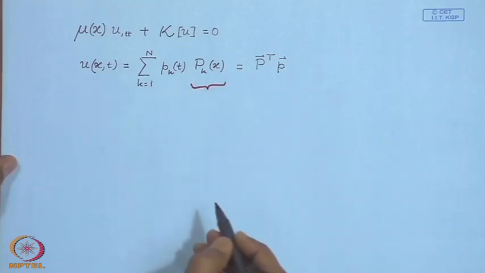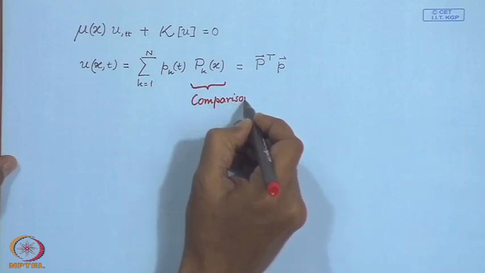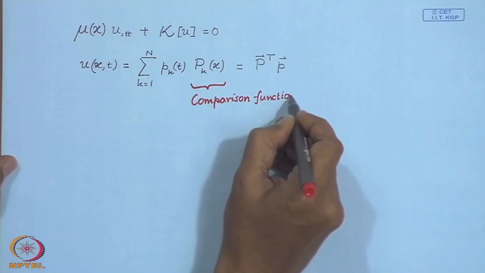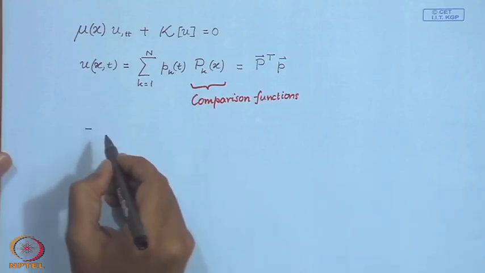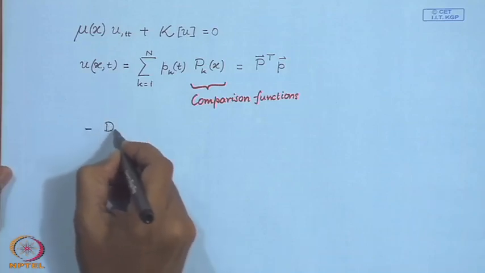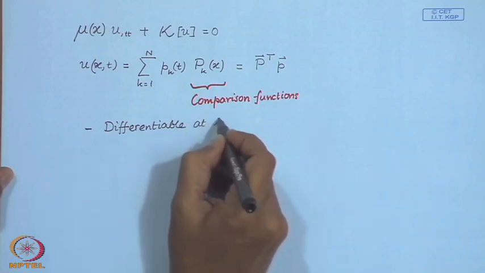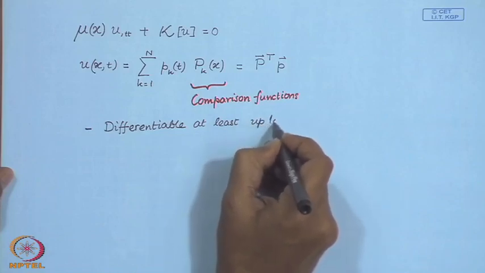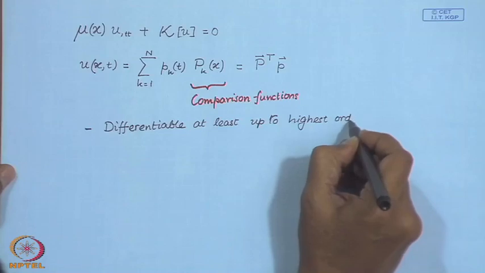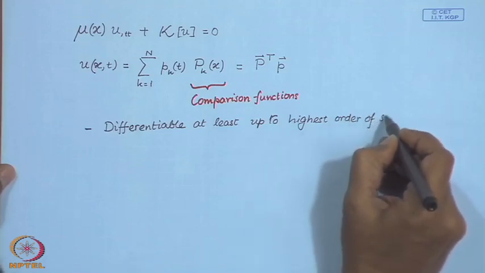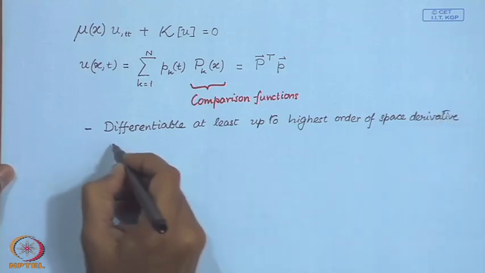Now, here in these projection methods, there is a restriction on the kinds of functions using which we do this expansion. These functions are known as comparison functions. Now, what are comparison functions? These are functions that satisfy two important properties. They must be differentiable at least up to the highest order of space derivative in the equation of motion.